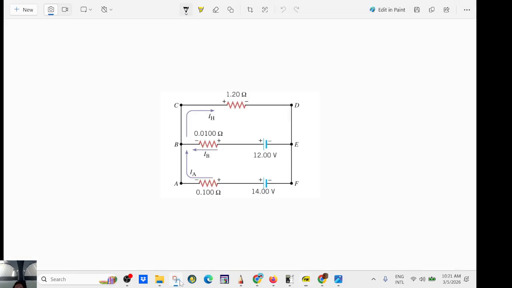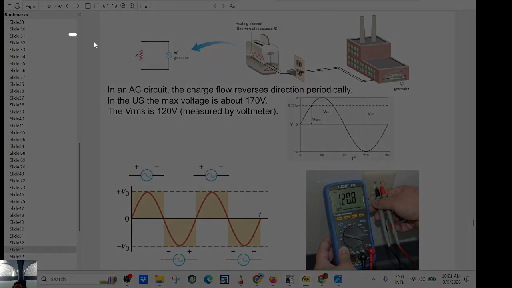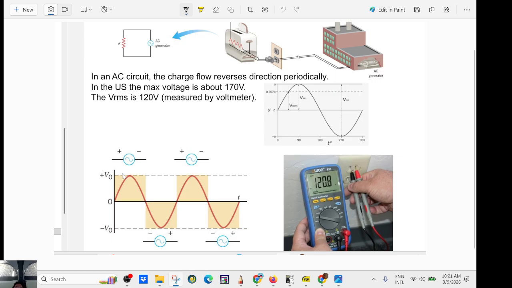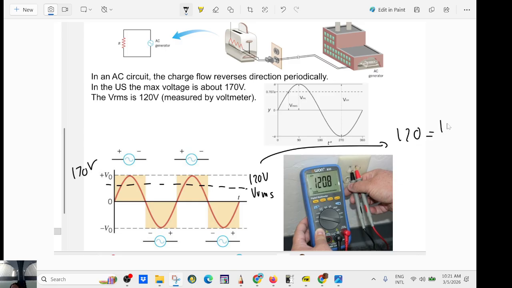Okay, so in AC, from the outlet, the voltage follows a sine wave. That's going to be 170 volt. But when you use a voltmeter, you're going to get a value which is 120 volt. Root mean square, and that will be equal to 170 divided by square root of 2.